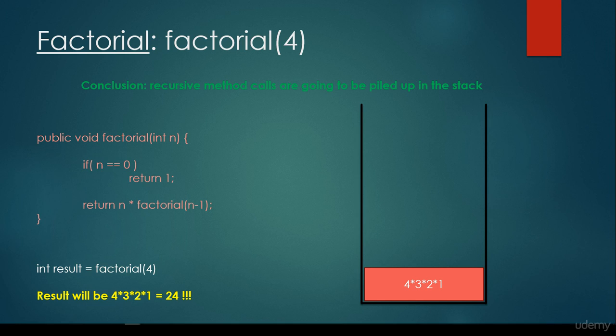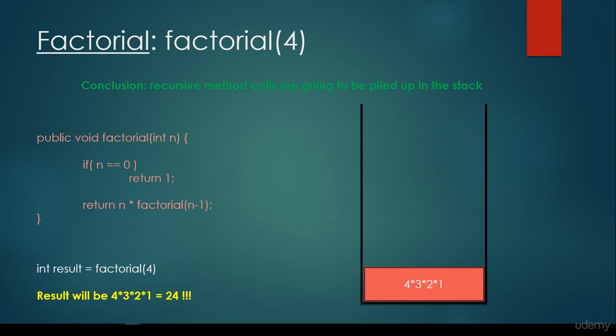So the conclusion is that recursive method calls are going to be piled up in the stack. And if the size of the stack is not that great, and for example the depth of the recursion is huge, then we usually get a stack overflow. That's why, for example, calculating the factorial of 1,000,000 is not going to work fine, because we are not able to pile up as many function calls in the stack as we would need to calculate the factorial of a huge value. I think it is pretty interesting to see how recursive method calls work in practice, and what they have to do with the call stack.